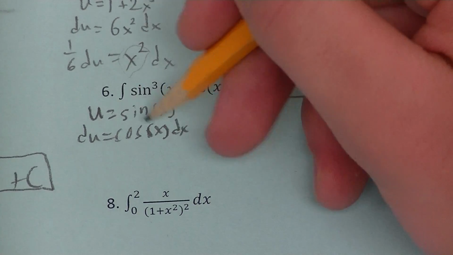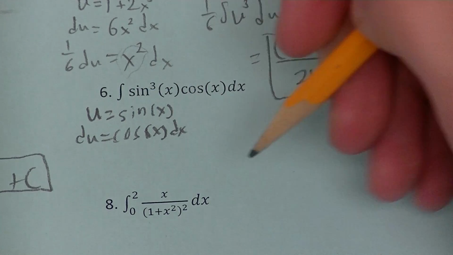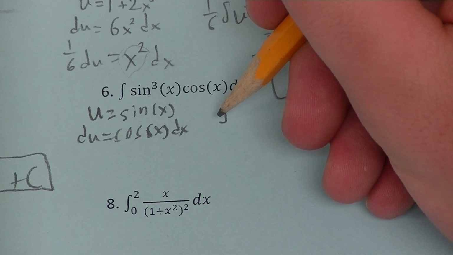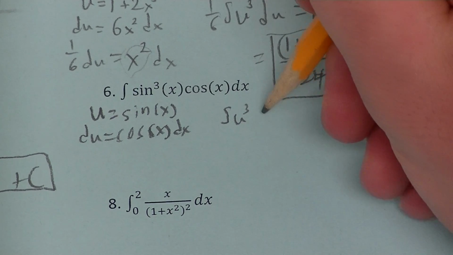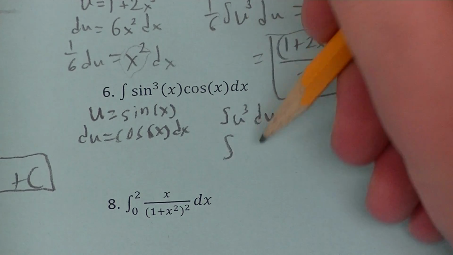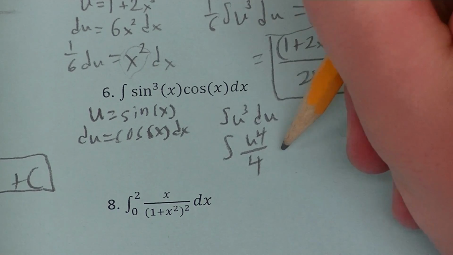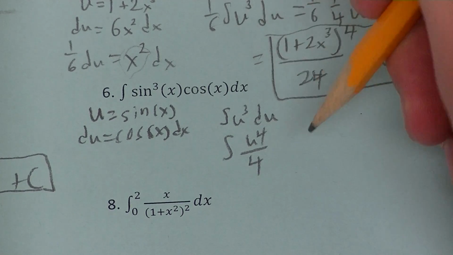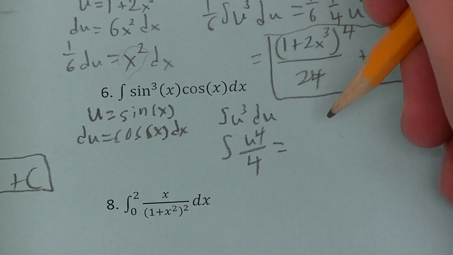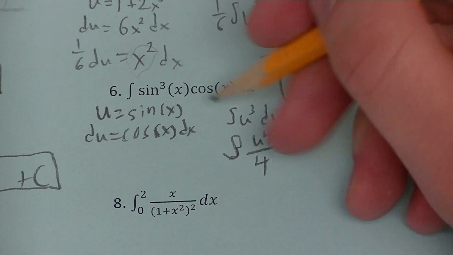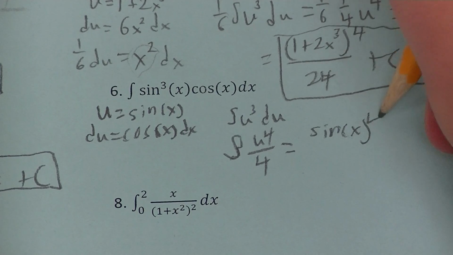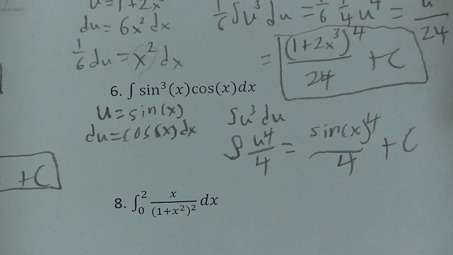Now, with that alone, we can make this whole long thing look much less scary, and we don't even need to bring any constants to the outside, because now we just have u to the power of 3 du, which can easily be made into u to the power of 4 over 4 using the most basic of all integration rules. And subbing the u back in, it'll then give us sine of x to the power of 4 over 4 plus c.